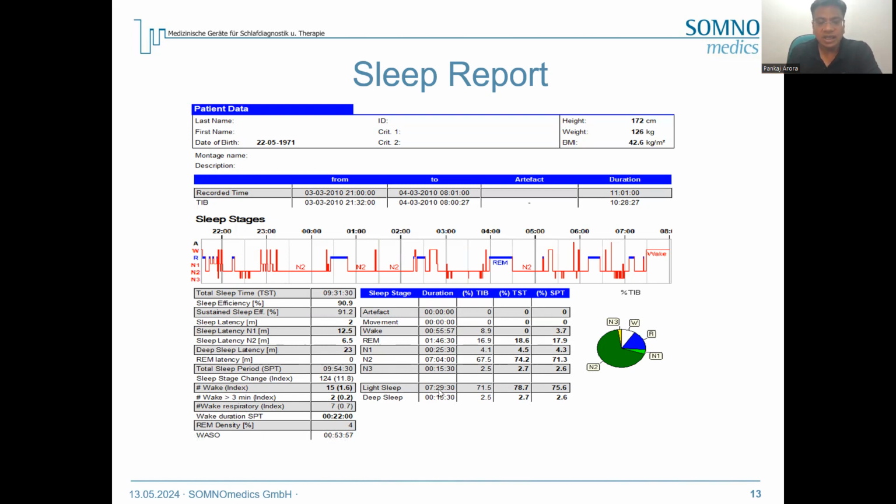And if you also see, his total light sleep, that is stage N1 and N2, is 7 hours and 29 minutes, while deep sleep was only 15 minutes. So the patient is obviously not getting restorative sleep, because N3 sleep is called restorative sleep, and this could be the reason that he is feeling lethargic during the day. But obviously we'll see in the next slides what the reason is.